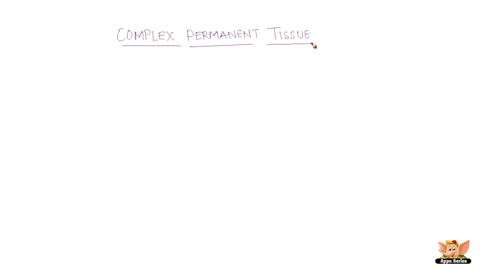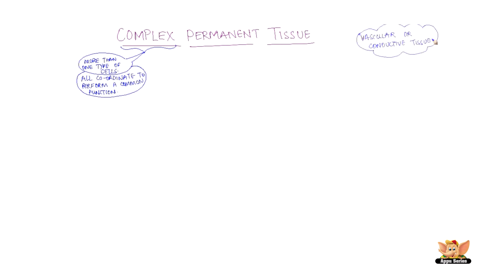Complex permanent tissues. Let's understand why complex permanent tissues are called so. Why complex? That's because these tissues have more than one type of cell. All these cells coordinate to perform a common function. Complex permanent tissues are also called vascular or conductive tissues because they form the transport system.